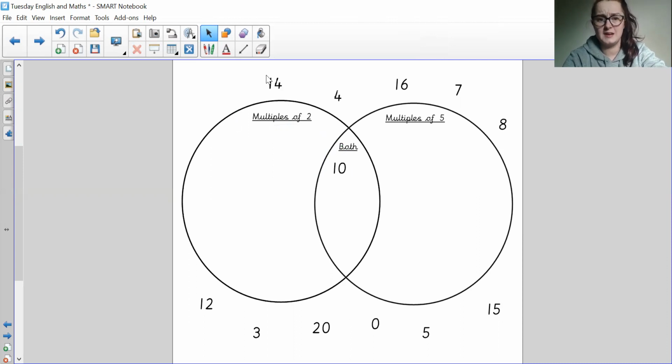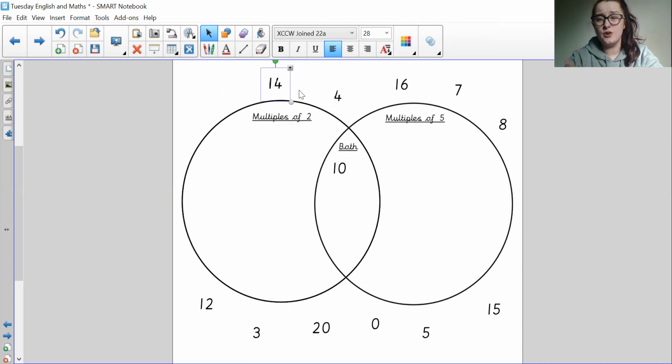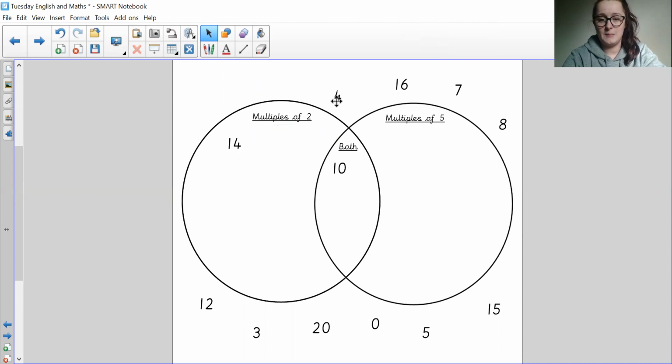Now I've got 14. So the number 14, I know it's not a multiple of 5 because it doesn't end in a 0 or a 5. So let's try a multiple of 2. 2, 4, 6, 8, 10, 12, 14. It is. So I'm going to put it in here. Super duper.